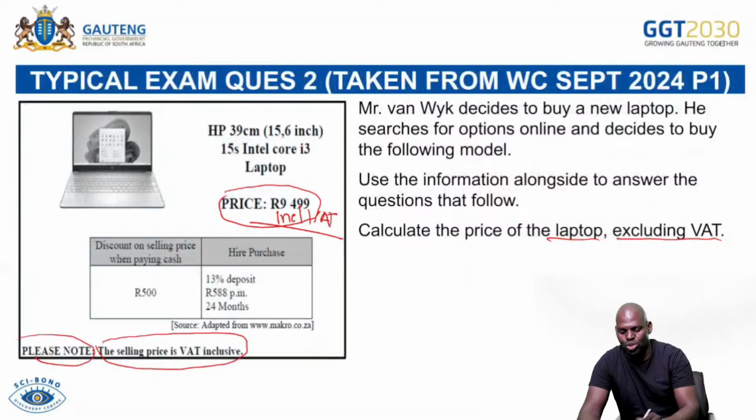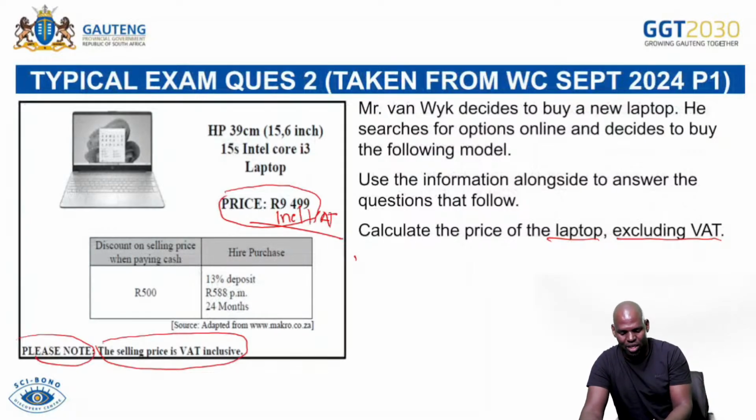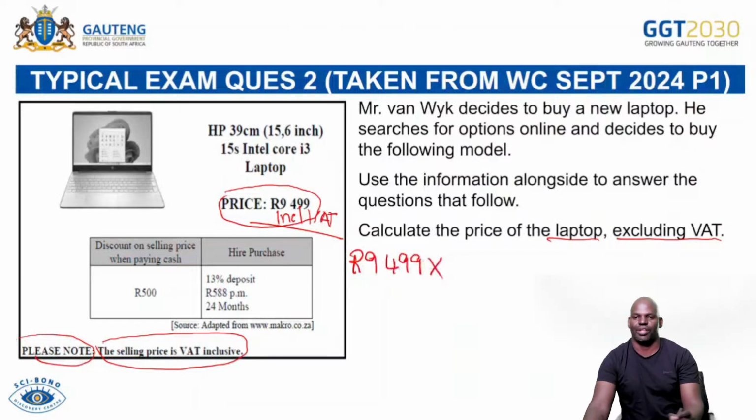But the examiner is looking for the price excluding VAT. Let's write down the price. The price is 9,499 rand. And then think about this.